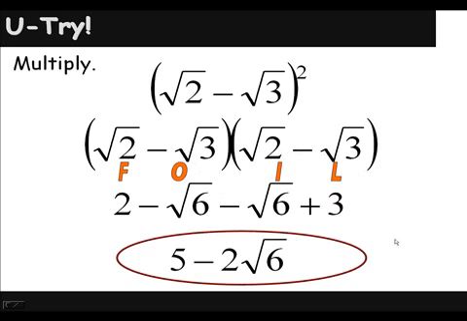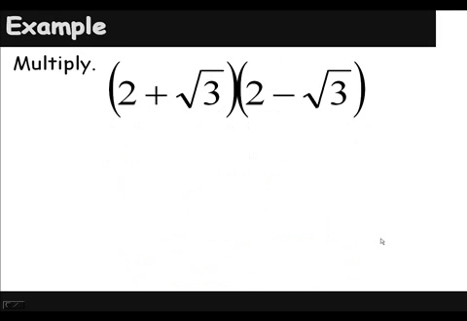Pause anytime you need to look at things longer. Otherwise, we're moving on. You try one. Notice we're multiplying by conjugates here. I have 2 plus root 3 times 2 minus root 3. Anytime the only difference between the two binomials is a sign in the middle, a plus and a minus, one's positive, one's negative, we're multiplying conjugates.